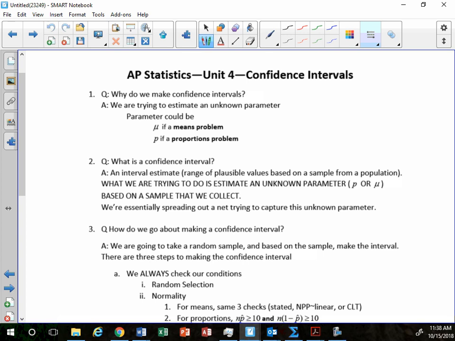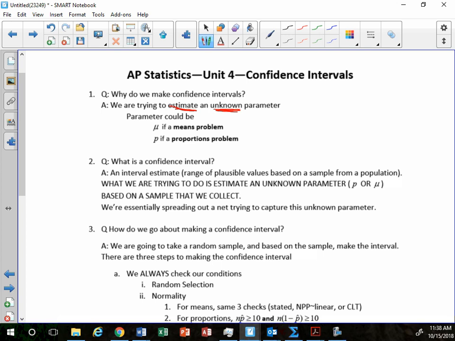Okay, so the reason we make a confidence interval is we're estimating something that is unknown. So that's the biggest thing to think about. It's an estimate of something that is unknown. You still have means or proportions problems, so you have to figure that out, okay?